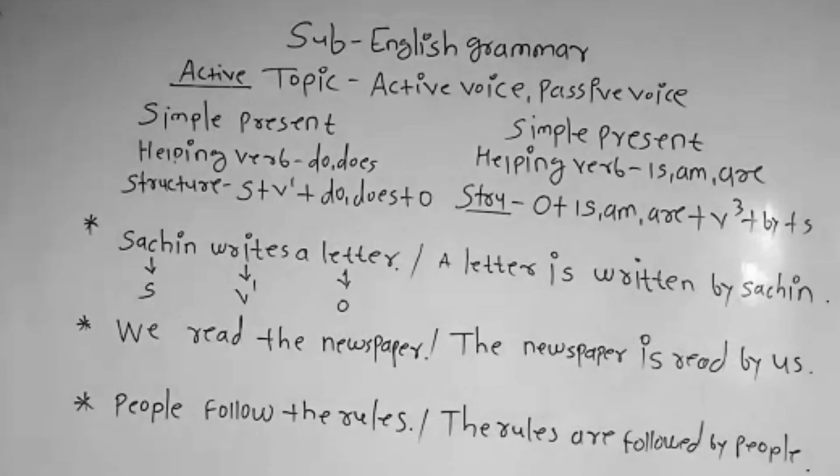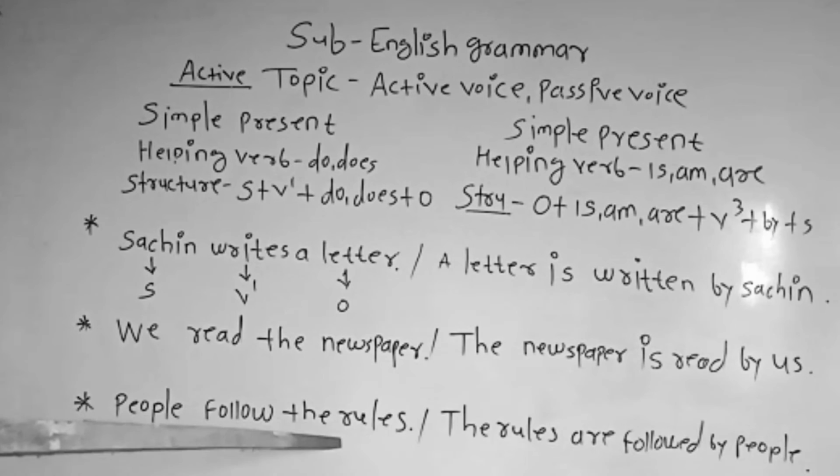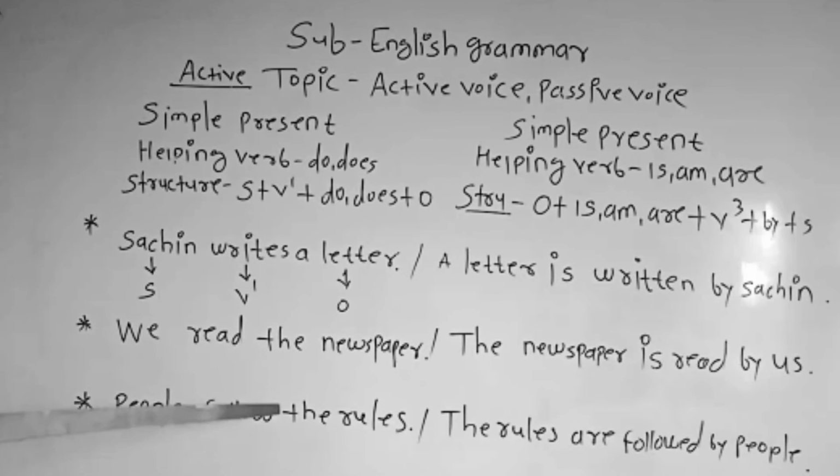Then one more example: people follow the rules. People is the subject according to the structure. Follow is the V1. People is also plural, therefore we have to apply do here. Then the rules. So here subject, verb and object, that is the rules.